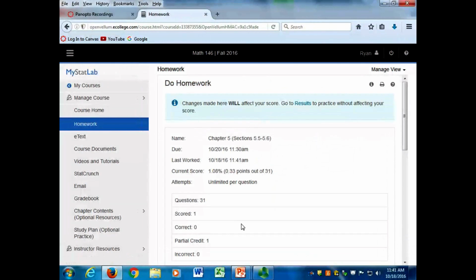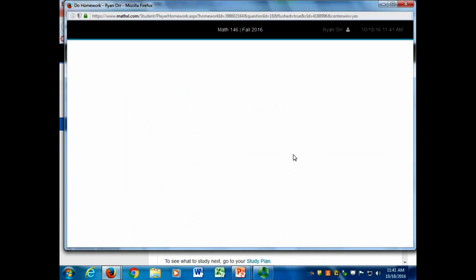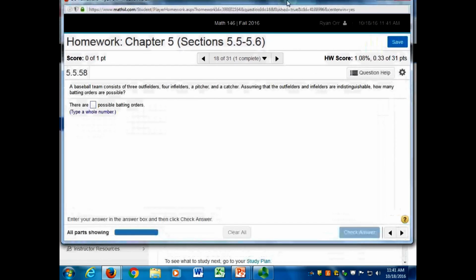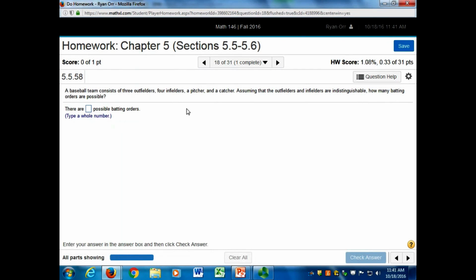For the homework? Yeah, 18. Same section? Oh yeah, you had mentioned this one yesterday, right? And it was counting. 3 outfielders, 4 infielders, pitcher, catcher. Assume that outfielders and infielders are indistinguishable. How many batting orders are possible? So they're saying treat the infielders and outfielders as the same. Then you have a pitcher and a catcher. Assuming that outfielders and infielders are indistinguishable, how many batting orders are possible?